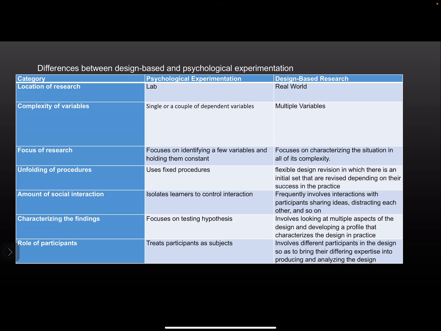When we characterize the findings in psychological experimentation, we focus on testing the hypothesis, whereas in design-based research, we're looking at multiple aspects of the design and developing a profile that characterizes the design in practice. The role of the participants: in psychological experimentation, you treat the participants as subjects, whereas design-based research involves different participants in the design so as to bring their differing expertise into producing and analyzing the design.